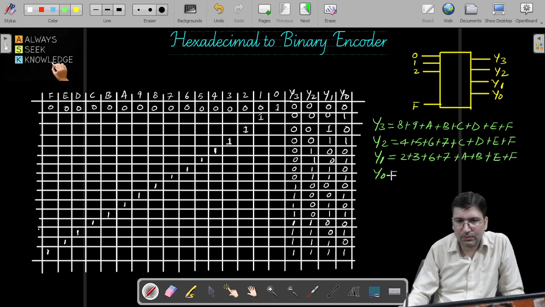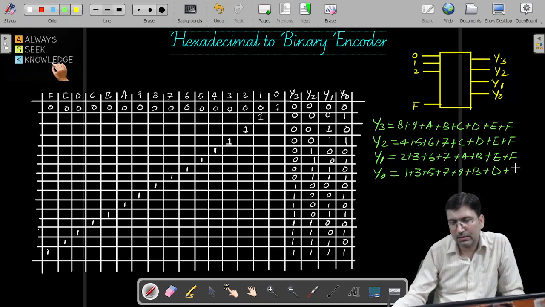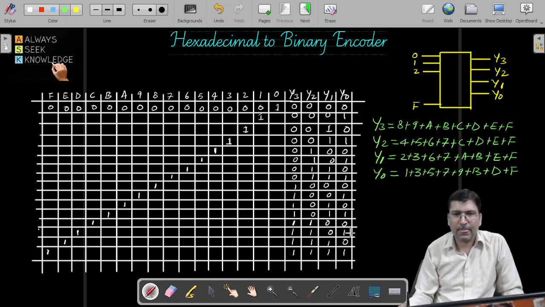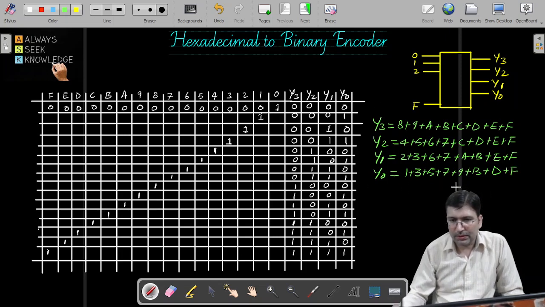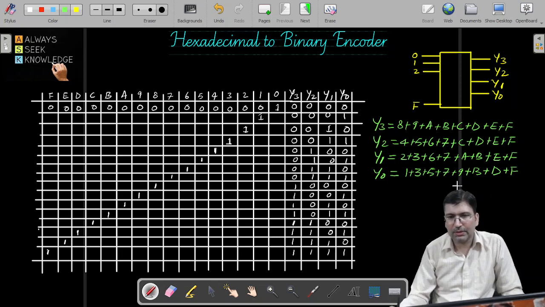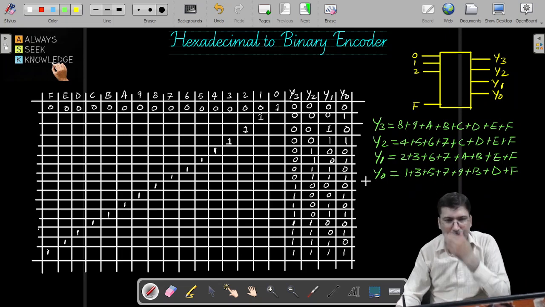And for Y0, we can write easily. So Y0 is having 1, all alternative ones, right? So starting from 1, it is having 1 plus 3 plus 5 plus 7 plus 9 plus B plus D plus F. Plus means OR operation. So these are the equations for this.